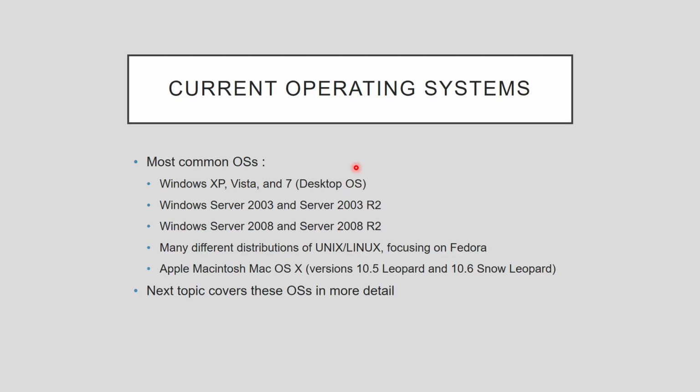Now, at the time of this writing, there are three popular desktop operating systems used most frequently in corporate America, and these are Windows 7, 8.1, and 10.